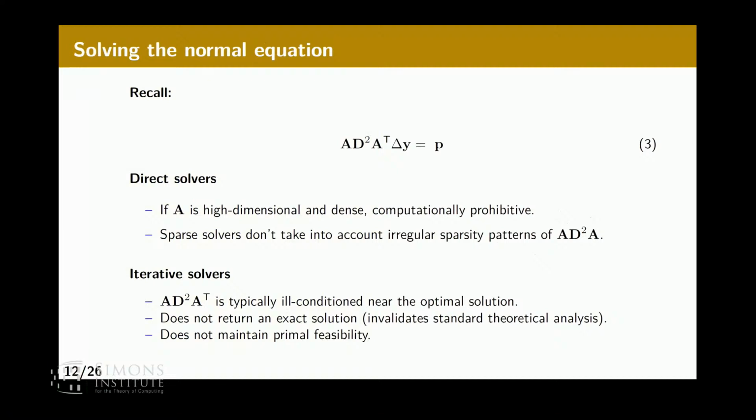Here's where we're going to focus. So we want to solve this system, A D squared A transpose delta y equal to some right-hand side P. And the question is, how do we solve it? If you solve it with direct solvers, that's the standard analysis. What if you throw in an iterative solver and get back an approximate solution? So what happens? You lose feasibility, you lose various things, and the question is, can you still prove something? And this question has been around for a while.